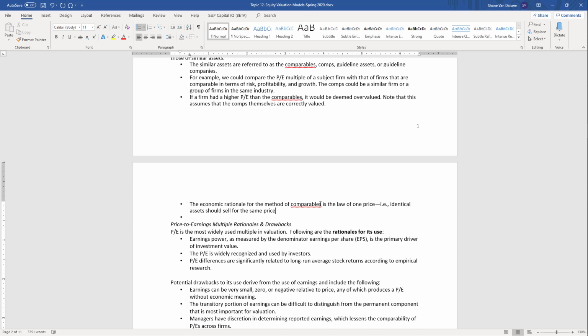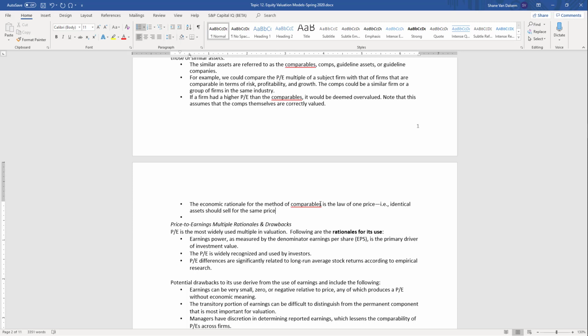The transitory portion of earnings can be difficult to distinguish from the permanent component that is important for valuation. So in the past, when I've taught valuation classes, this is really an important thing where we'll go through and look at the earnings for a firm over long periods of time and establish what part of those earnings are permanent. In other words, it's what the company does day in and day out. It's their operations, and that's the earnings that we're concerned about.